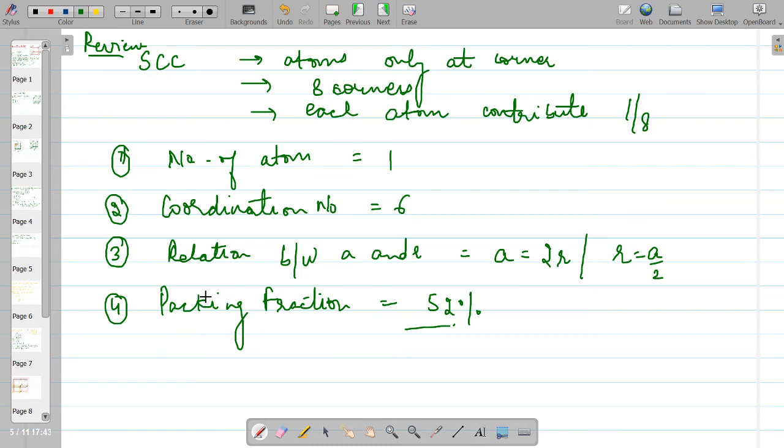And in my next videos, I will discuss the properties about the simple cubic. I have studied the property about the simple cubic. So in my next video, I will talk about the face centered and the body centered. Thank you.